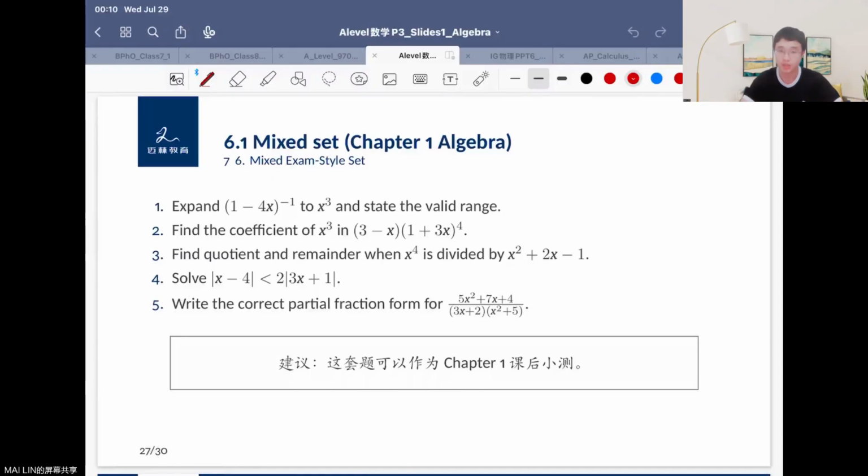So hello guys, today we are talking about the exercise here, okay? So let's move into the first problem here. Expand (1 - 4x)^(-1) to x cubed and state the value range, okay?